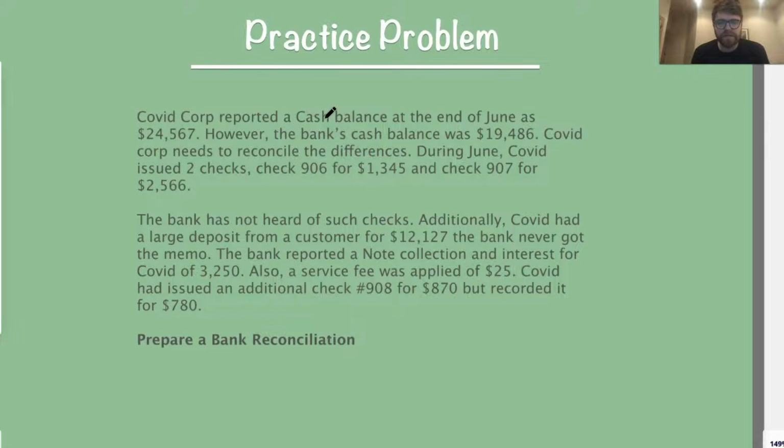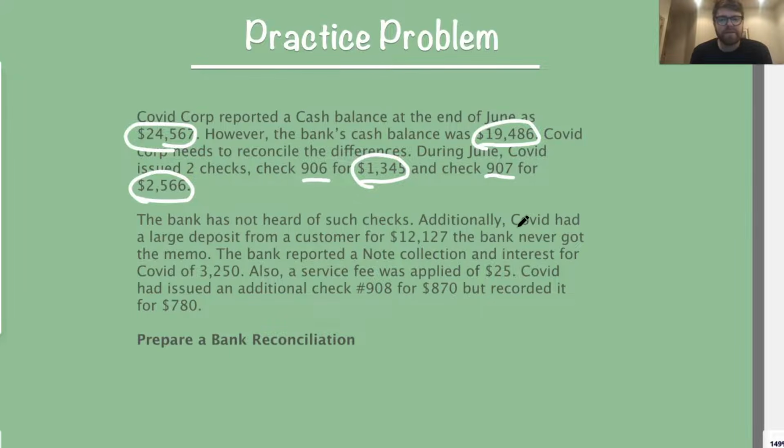COVID Corp reported a cash balance at the end of June of $24,567. However, the bank's cash balance was $19,486. So that's important because now you can see the beginning balances were different on each side. They need to reconcile the differences. During June, COVID issued 2 checks. One for $13.45, that's check 906, and 907 was for $2,566. So the bank has not heard of such checks.